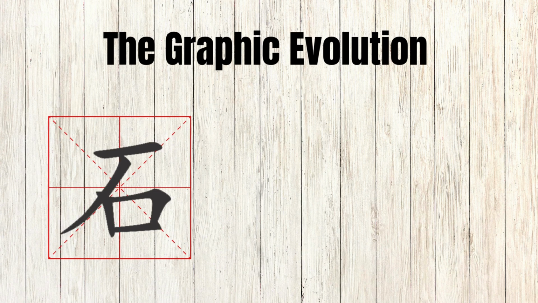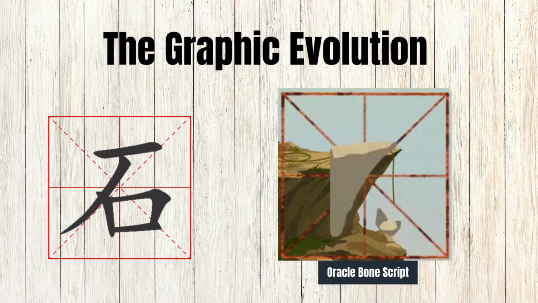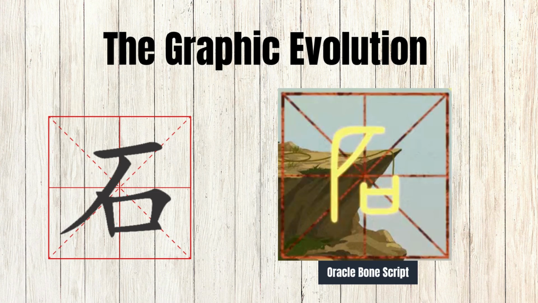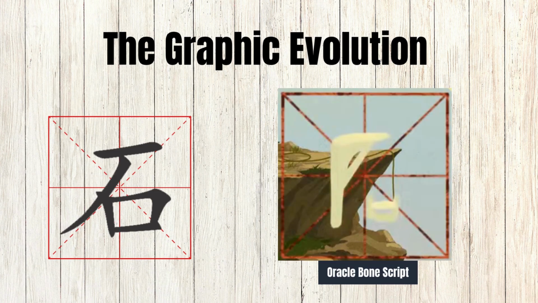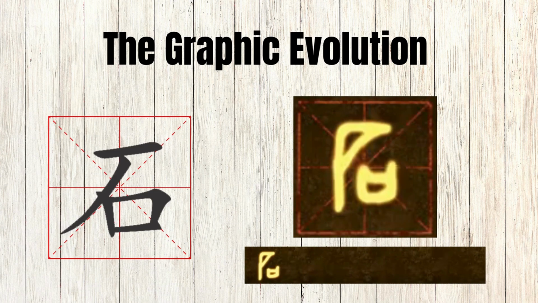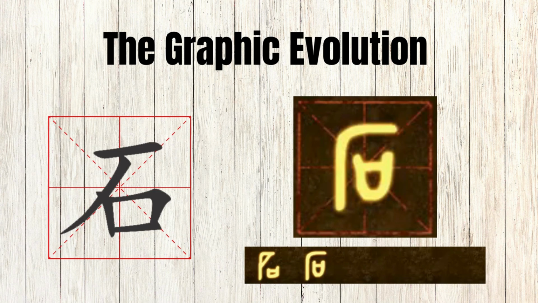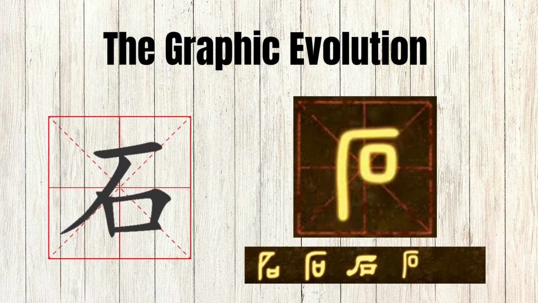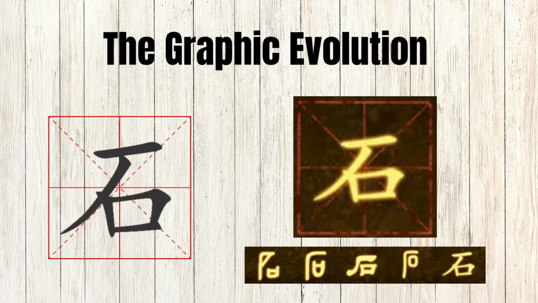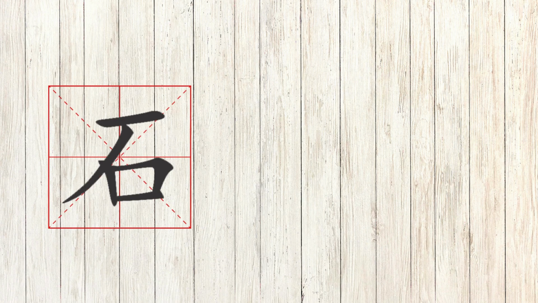Now, let's take a look at how this character evolved throughout history. In the earliest oracle bone script, this character looked like two pieces of stone. As the writing system became standardized, the character was gradually simplified until it eventually took on the stroke-based form we use today. Let's practice reading this character together.